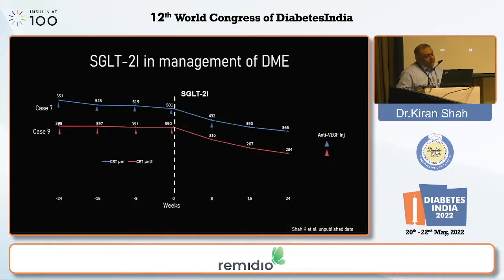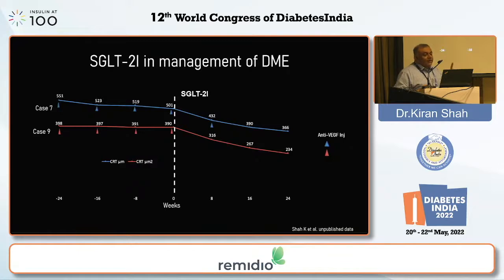Just to highlight a couple of cases, if you can see case 7, 4 injections have been given before the initiation of the SGLT2 inhibitor. After the initiation of SGLT2 inhibitor, there's only 1 injection which has been given. Similarly, in case 8, 4 of them were given. After the initiation of SGLT2 inhibitor, you can see nothing has been given. So I'm not saying that an SGLT2 inhibitor is a replacement for anti-VEGF, no. But anti-VEGF is still the first line of treatment. If the number of injections are being reduced because of a particular treatment, why not use it?